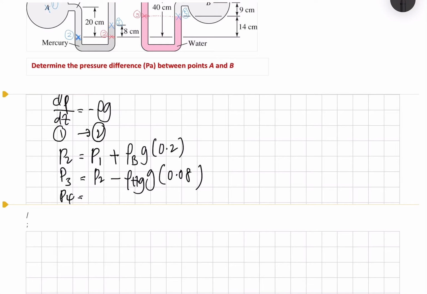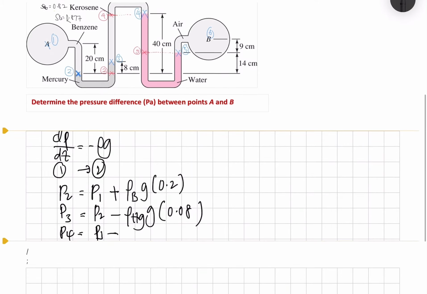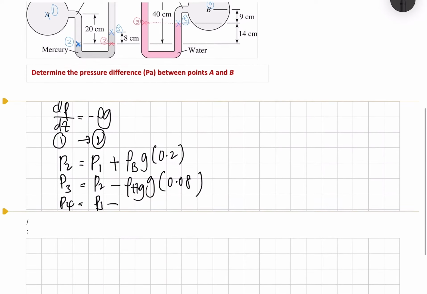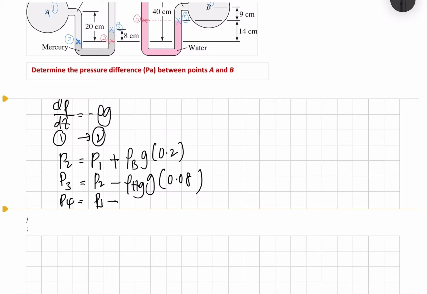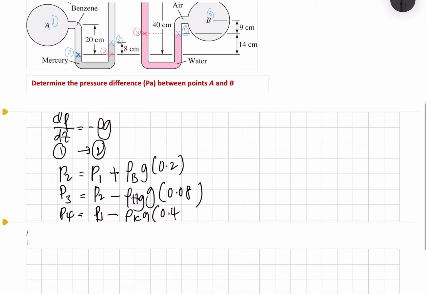All right, P4 is equal to P3, and if you look into the figure there, your 3 to 4 is you moving up. All right, going up again. So you lost the pressure. All right, so how much you lost? It is rho of the kerosene times g times the distance, which is 0.4, minus this 0.08.